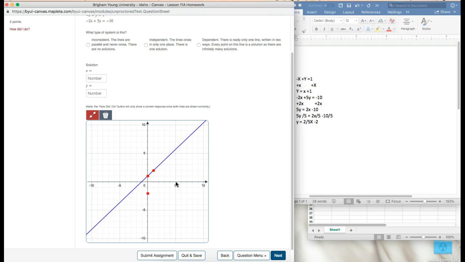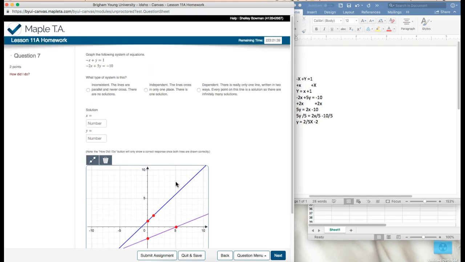Try and get that in there close. All right. Okay. So now I can answer this first one. What type of system is this? Inconsistent means that I have two parallel lines that will never intersect, and so there won't ever be a solution because there will be no intersection right there.